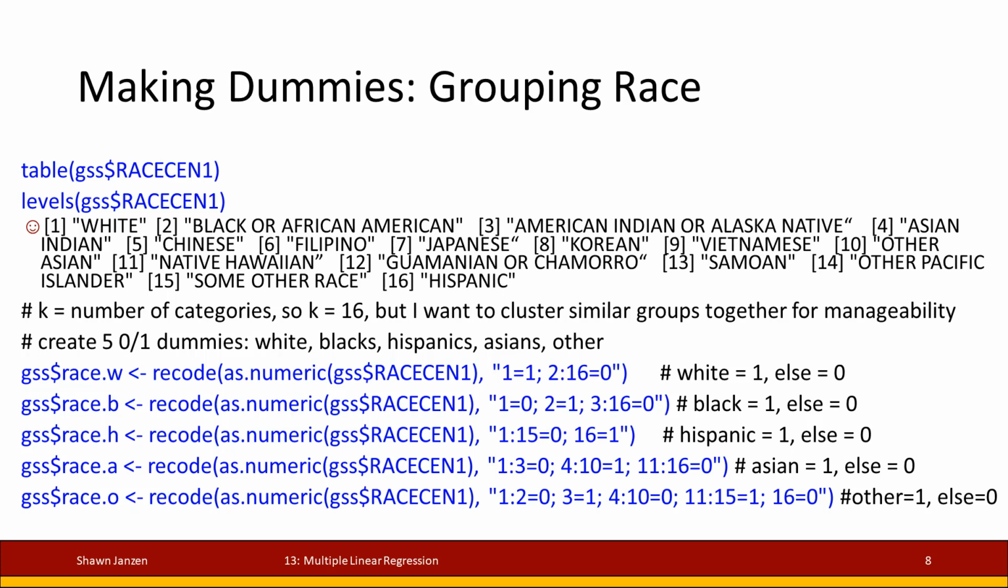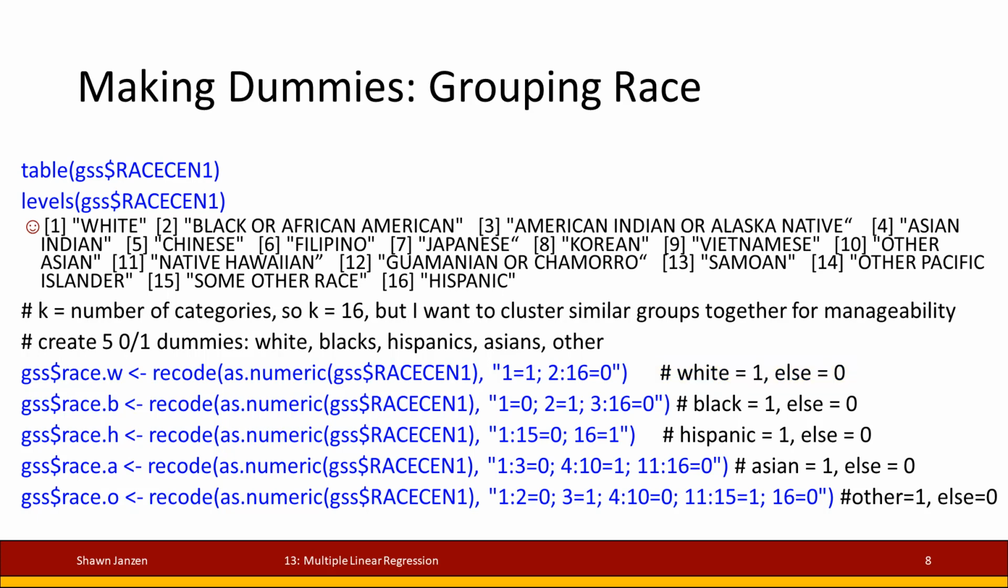So in this particular case, in the first one, I'm making the dummy variable for those that identify as white. So again, I'm using the recode function as numeric on racen1. And in the code, I'm doing 1 equals 1 because level number 1 was white. And then levels 2 through 16, I'm coding as 0. So this is going to make a dummy indicator for those that identify as white compared to all other racial groups.